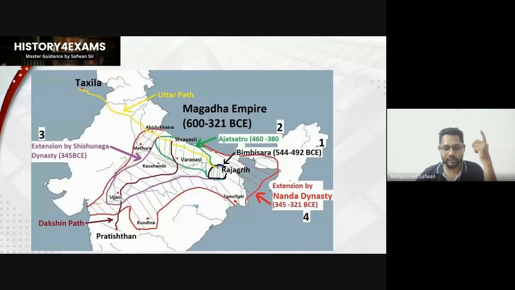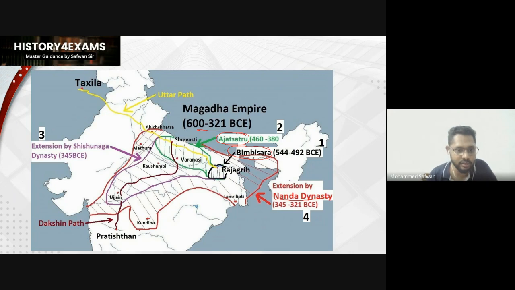Finally, we have discussed this much in this module. You can understand the Magadhan Empire up to 321 BC. We discussed Bimbisara, later Ajatashatru. These are some of the regions. And later, finally, the Nanda dynasty.